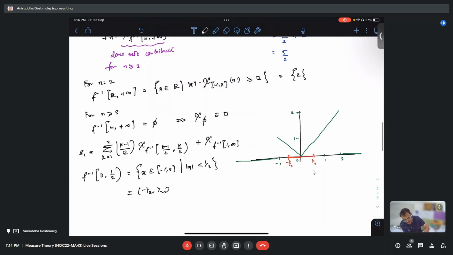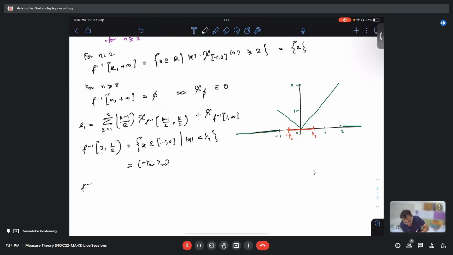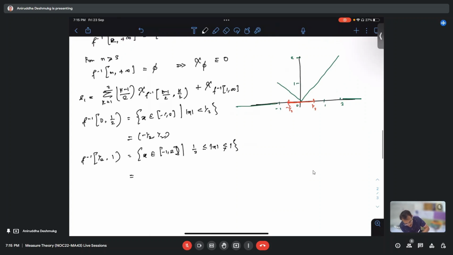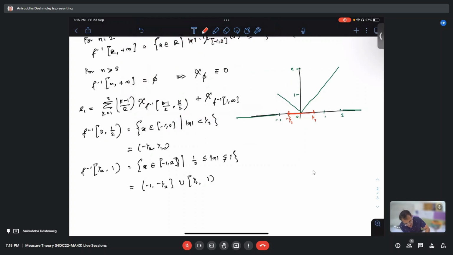What about the next interval? It is for k equal to 2. So f inverse of [half, 1). That is, all those x in [minus 1, 2] such that half is less than or equal to mod x, and at the same time mod x is strictly less than 1, which is a union of two intervals: from open minus 1 to closed minus half, and from closed half to open 1.